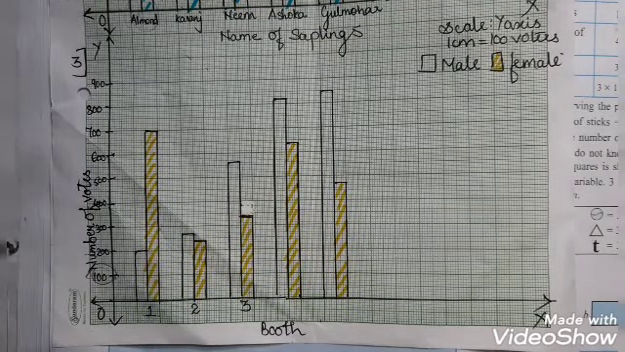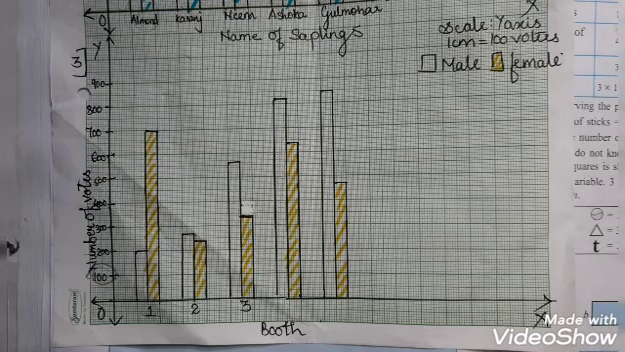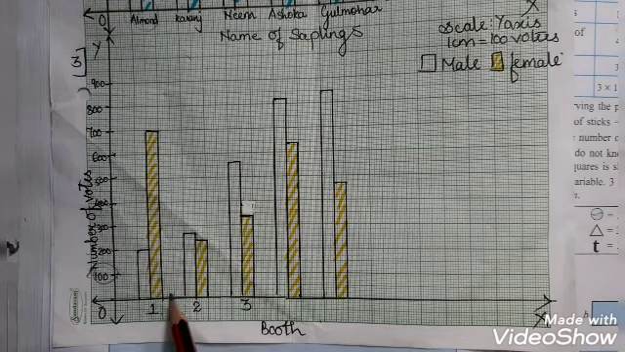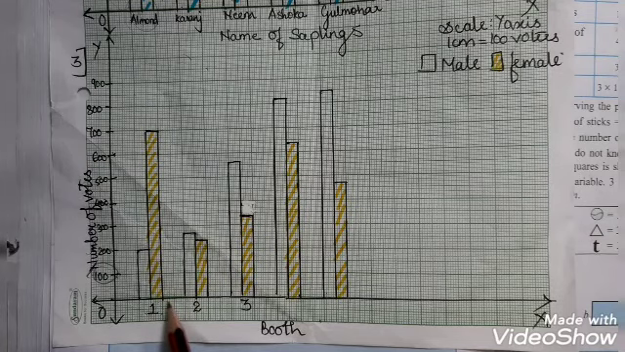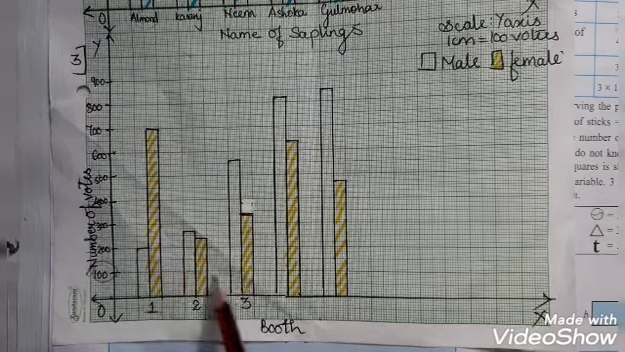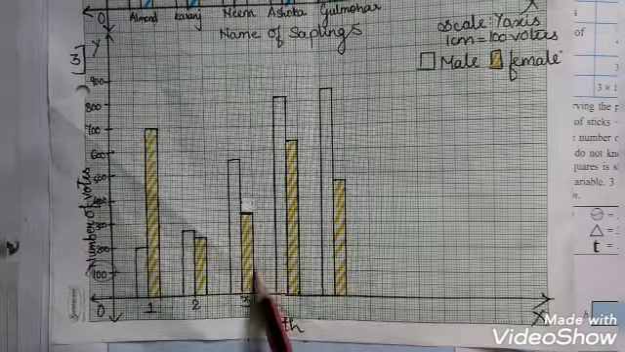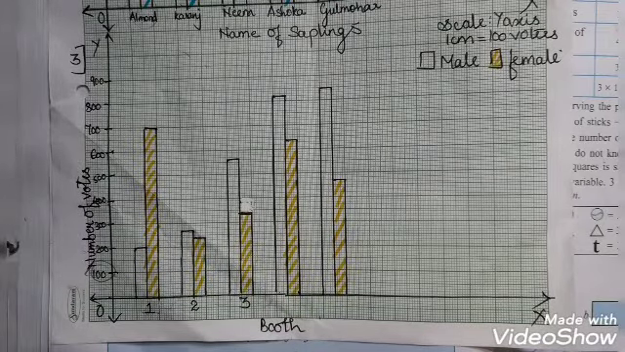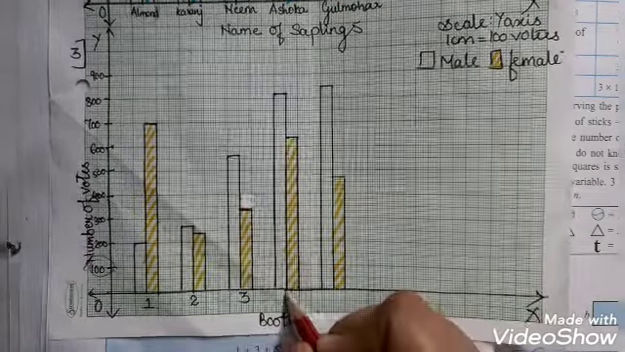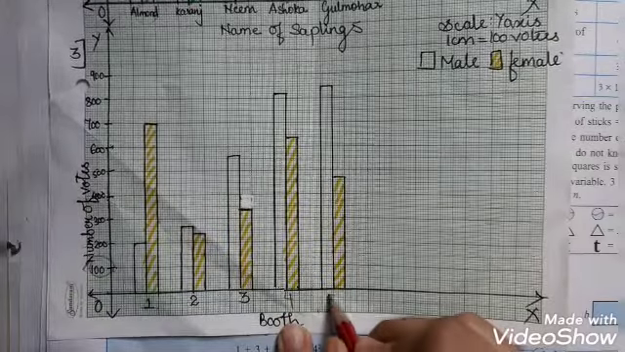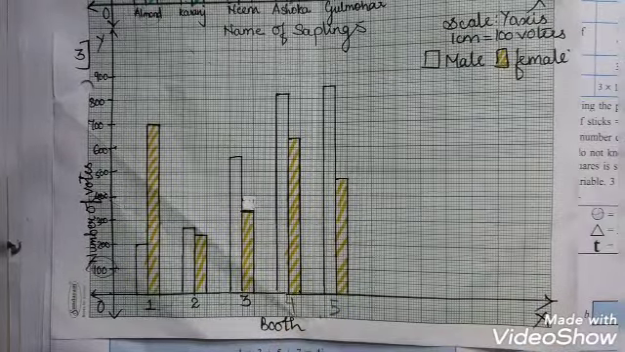I hope you all have understood the third sum. It is very easy. After each bar you have to leave a 1 centimeter box. You can see I have left it after each. You can see that. So like this you have to leave. So this is 4 and this is 5.